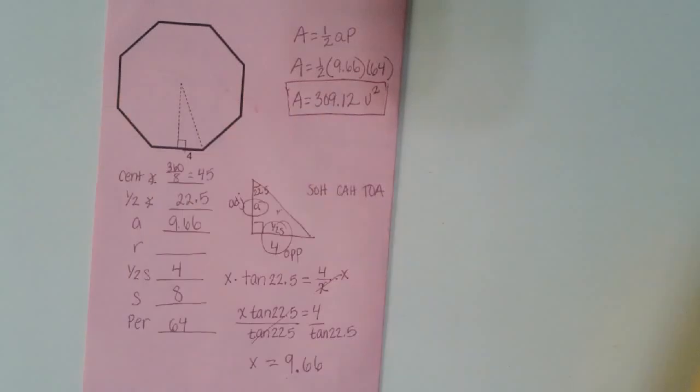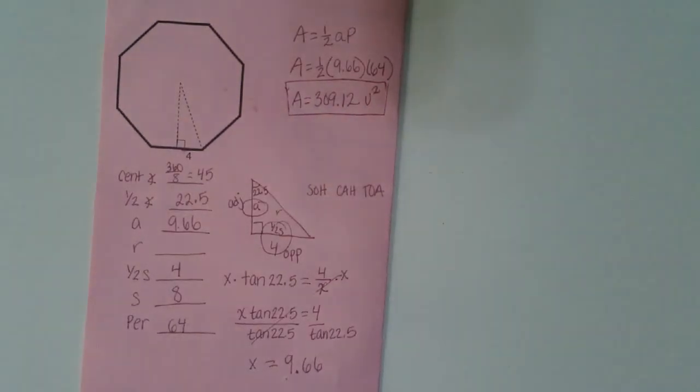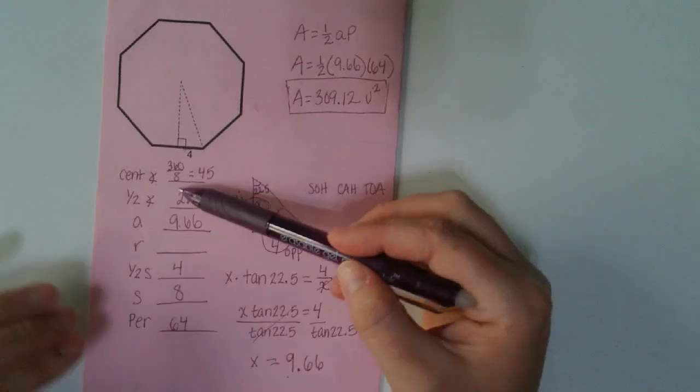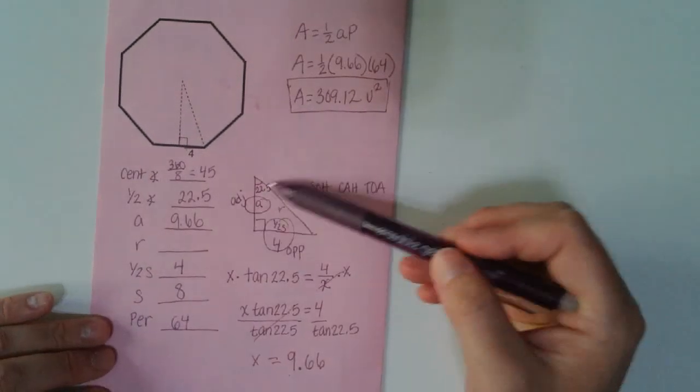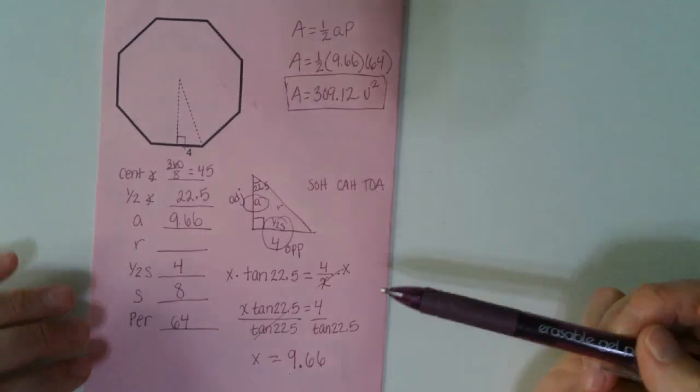All right, so that's how we find the area of a regular polygon. My suggestion, like I said, always write out the charts, always redraw your triangle so you can see it better.